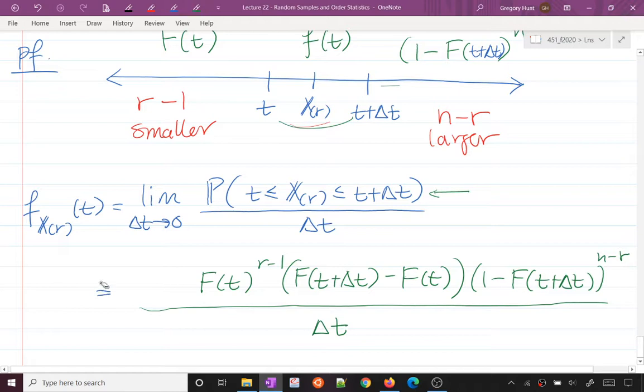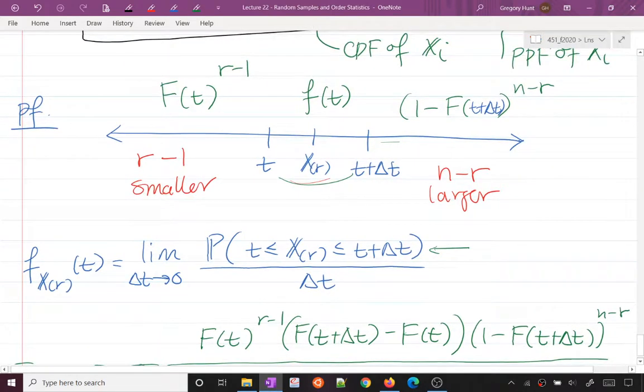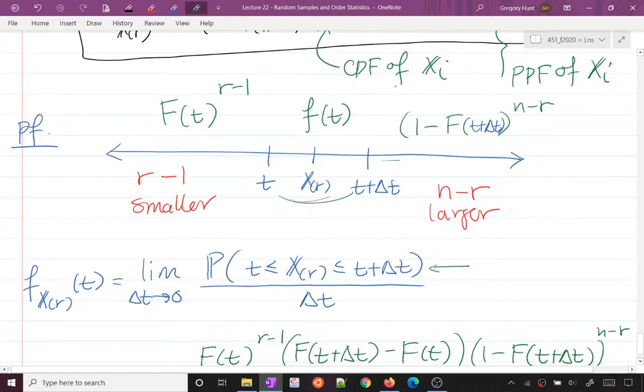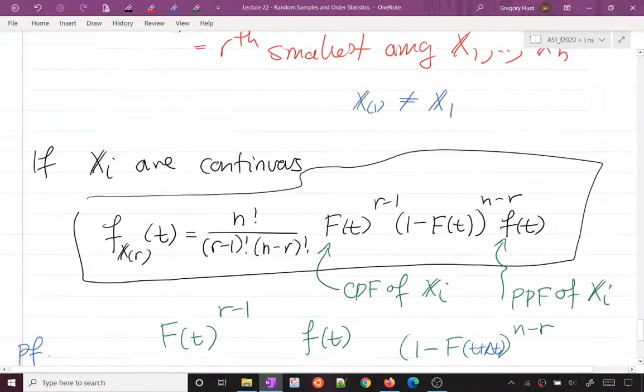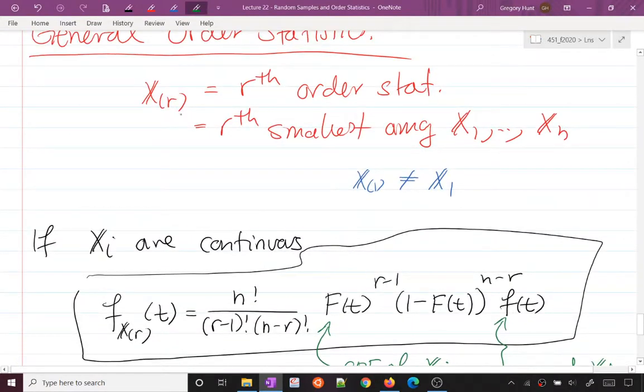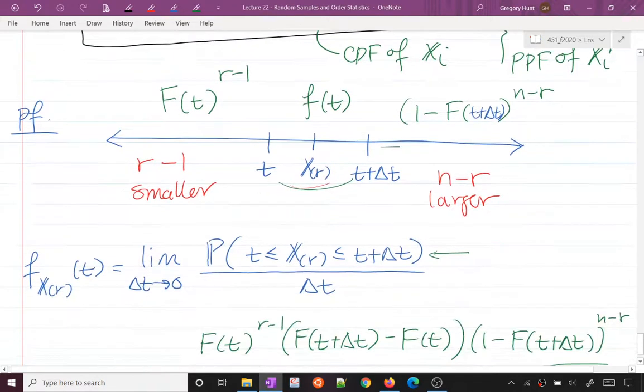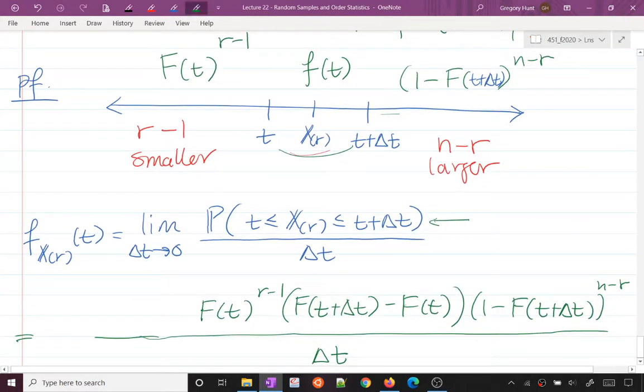We have to be a little careful because this is not quite exactly right. Let's expand this out a little bit. What we have to account for is that I can choose any of my x sub i to be the rth order statistic. There's a difference between the rth order statistic and the x sub i, as we said before. So I have n ways of choosing which of my x sub i ends up as the rth smallest.